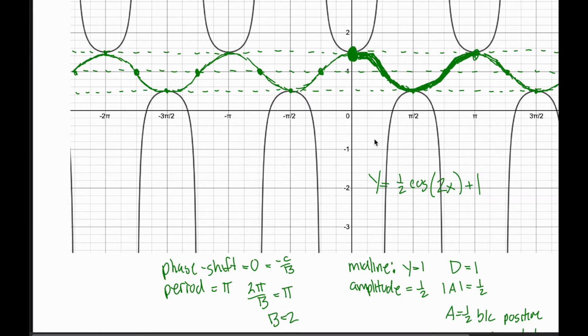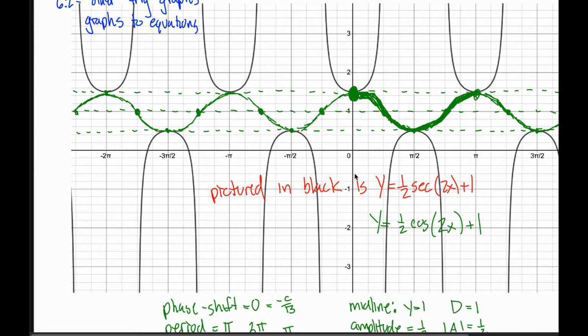What I'm saying is pictured in black is y equals 1/2 times the secant of 2x plus 1, which would be the answer to the question. The big takeaway here is anytime you have the graph of secant or cosecant, just figure out the equation of the sine or cosine graph that produces that graph. And from that equation, you can get a, b, c, and d, and those will be the same values that you use for the transformed version of secant or cosecant.